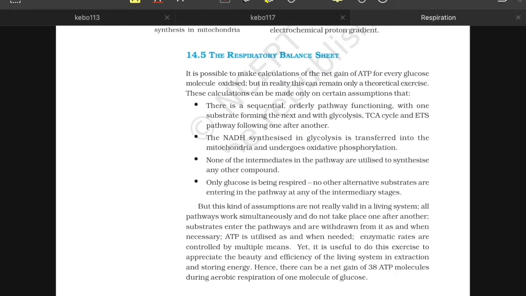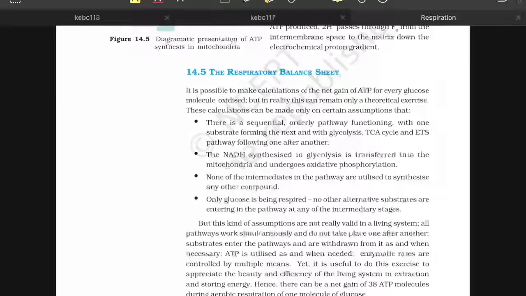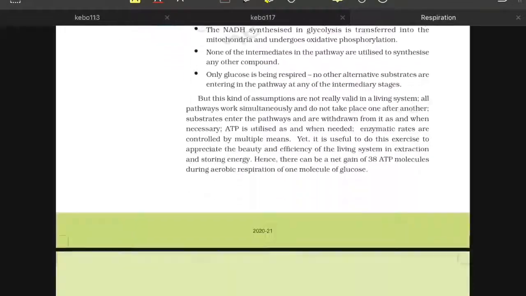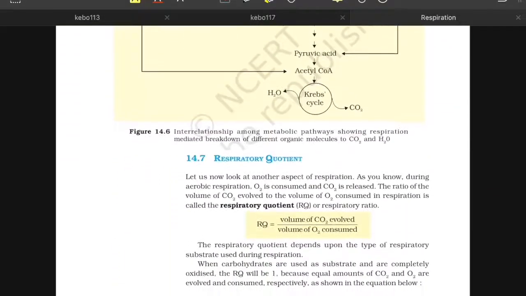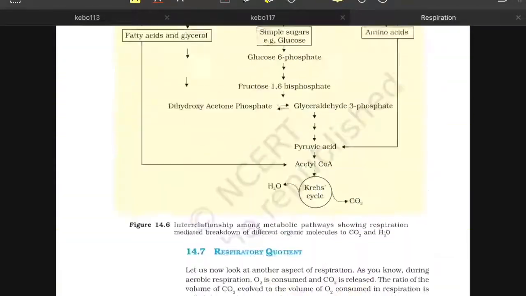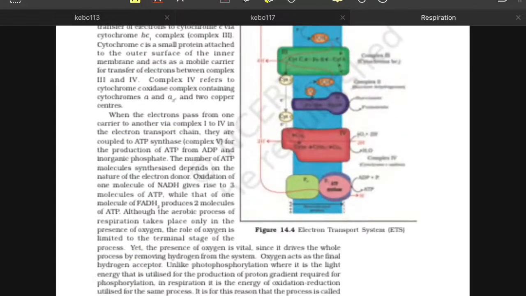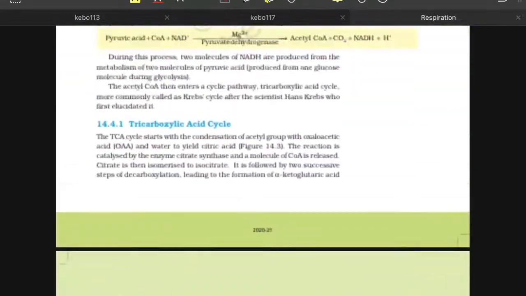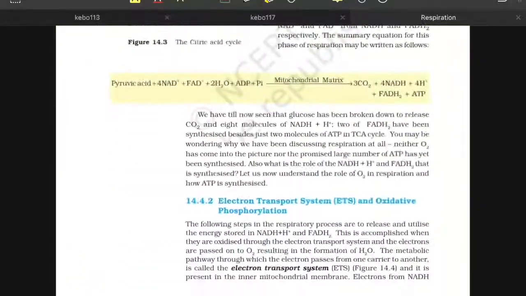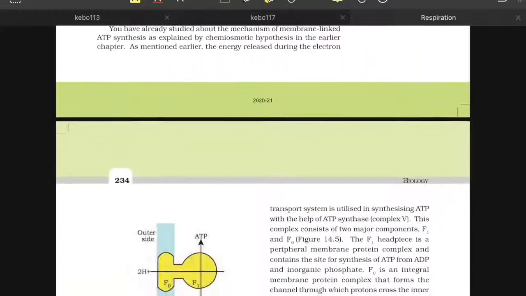It is all very simple questions, like you are doing yoga. Respiratory balance sheet, very simple. Amphibolic pathway is just like an interesting commentary. Respiratory quotient is also very simple. So as soon as we cross ETS, there is nothing in this chapter. In how many pages will we be crossing ETS? 1, 2, and in 3 pages we will be crossing ETS.